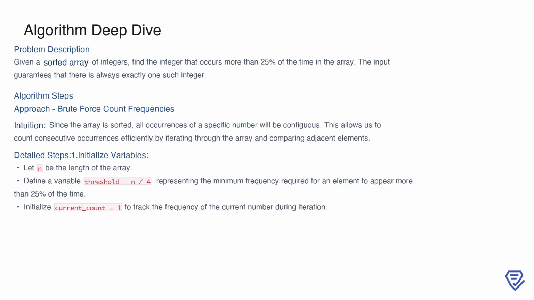First, we initialize some key variables: n, the length of the array; threshold, which is calculated as n/4 to represent the minimum frequency an element must surpass to qualify; and current_count, which starts at 1 and keeps track of how many times the current number has appeared as we iterate through the array. These variables form the foundation of our approach.